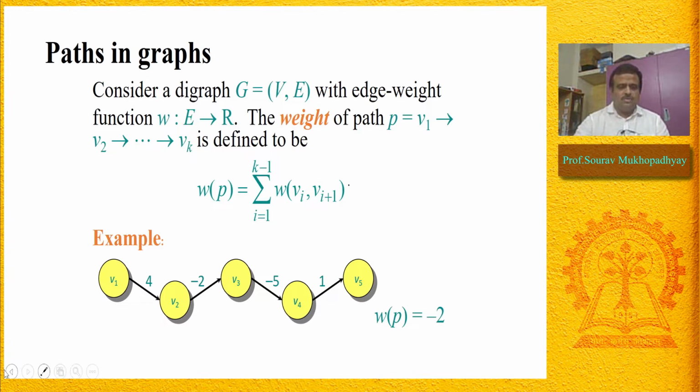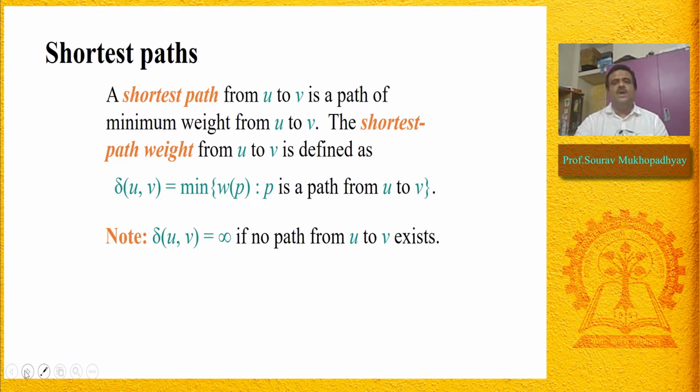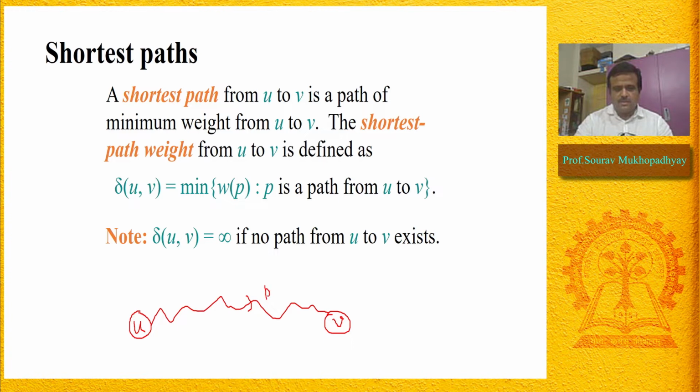Now we define what we mean by the shortest path between two vertices u and v. Suppose we have two vertices u and v in the graph, any two vertices. There could be many paths from u to v, or there may not be any path from u to v, that is also possible. Suppose there are a few paths from u to v. This is p1, one path, and we have another path p2, and another path p3, like this.